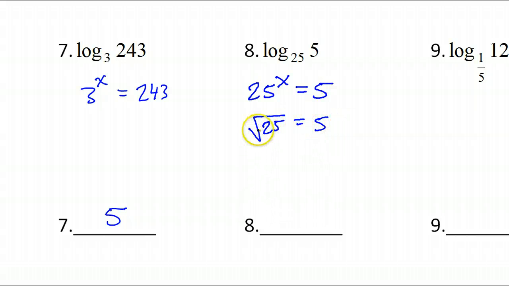And particularly, it would be the square root. The square root of 25 is 5. So you just have to remember that the square root is the same thing as the 1/2 power. So 25 to the 1/2 power is 5. So that means 1/2 is your answer.